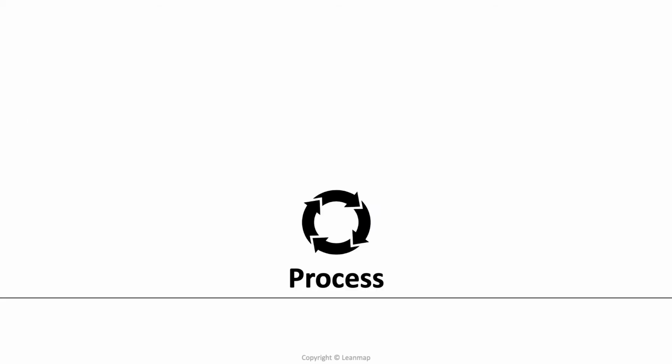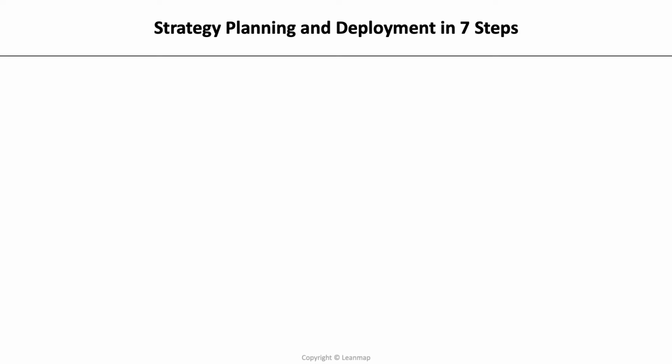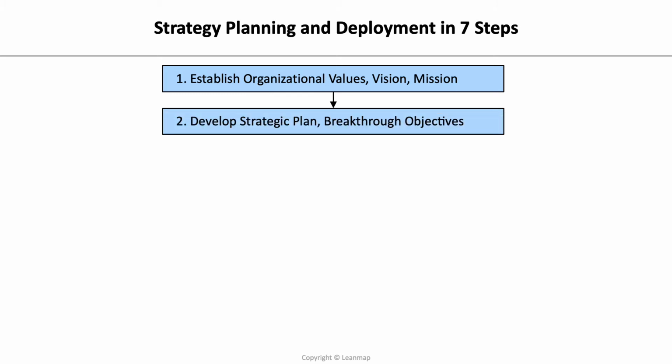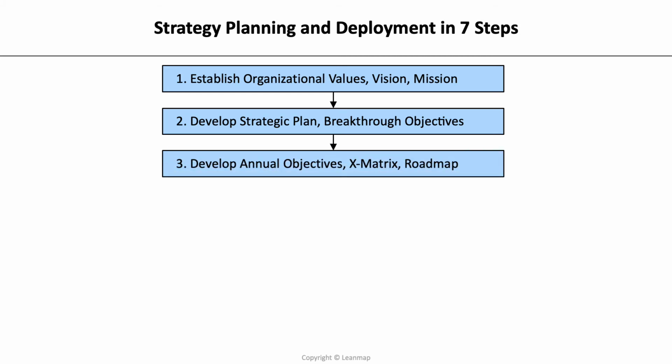And here the process. Strategy planning and deployment in 7 steps. 1. Establish organizational values, vision, and mission. 2. Develop strategic plan and breakthrough objectives. 3. Take those long-term objectives and develop annual objectives, the X matrix and roadmap.